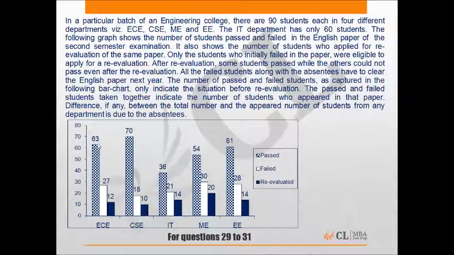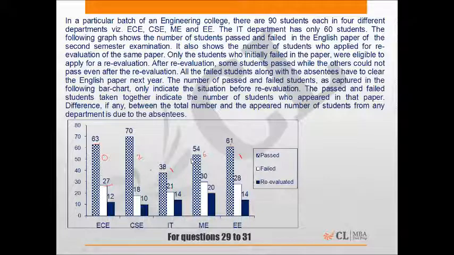In ECE, I see that 63 plus 27 is 90. That means everyone appeared. 0 absentees here. 70 plus 18 is 88. That means there are 2 absentees. 38 plus 21 is 59. IT had only 60 students. So there is only 1 absentee here. 54 plus 30 is 84. That means there are 6 absentees. 61 plus 28 is 89. That is, there is again 1 absentee.